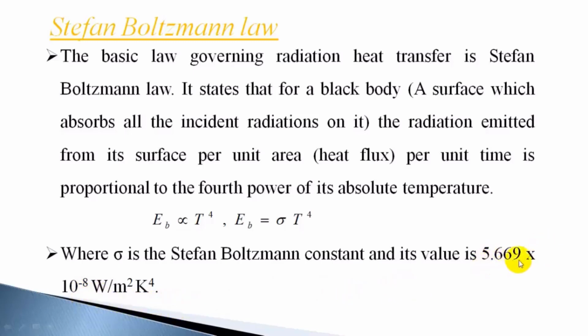So this is the Stefan Boltzmann constant, and you can find out the total radiation emitted by a surface per unit area per unit time. That is the total emissive power of a black body. This is applicable only for black bodies, and that is equal to sigma T to the power of 4. So if you know the temperature of a surface, if it's a black surface, you can find out the total energy emitted from the surface.